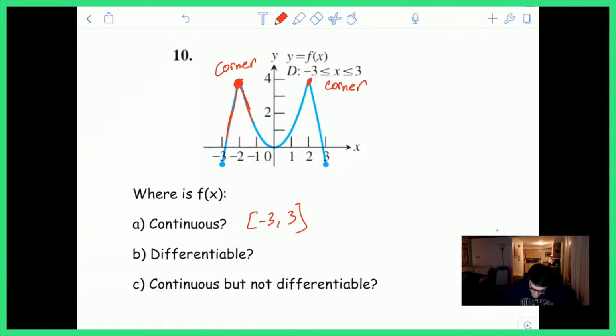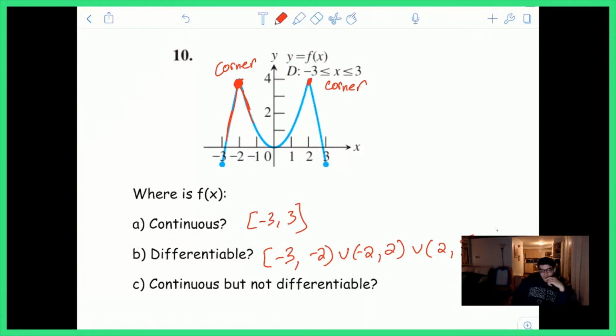So we could say it's differentiable from negative 3 to negative 2, union, negative 2 to 2, union, and then we'll go from 2 to 3, and we'll bracket the 3 because we can. So differentiable basically everywhere on its domain except for negative 2 and positive 2. Just at those values, they need to be excluded from our differentiability.